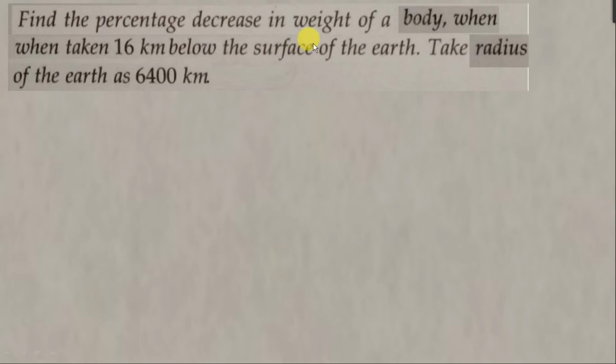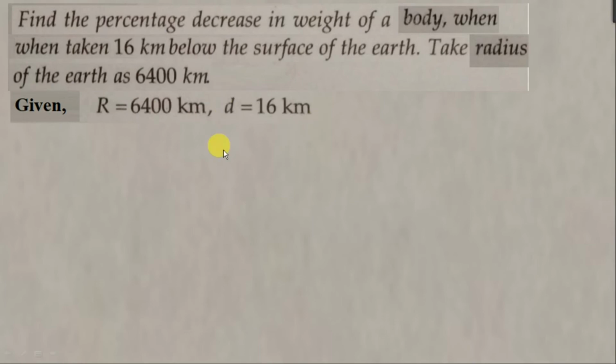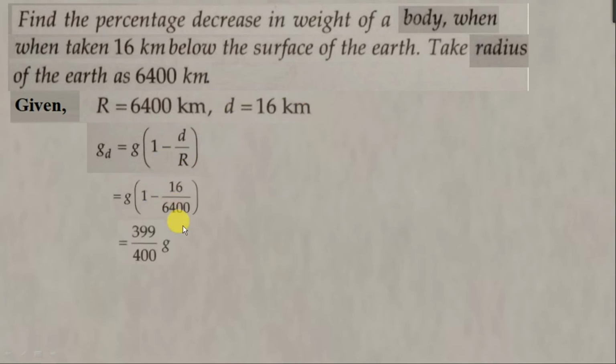Now this is the second question. Find the percentage decrease in weight of a body when it is taken 16 kilometer below the surface of the earth. So these are the two things which are given. Radius is given and depth is given. So we know this is the formula. Now I'll put the values 16 and 6400. So when you solve this, you'll get 399 by 400 g.